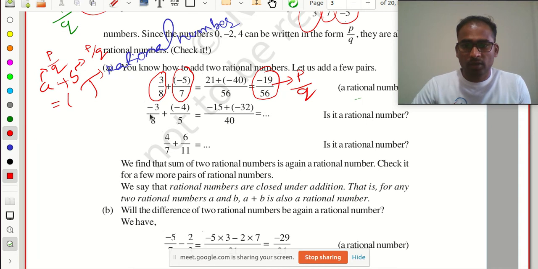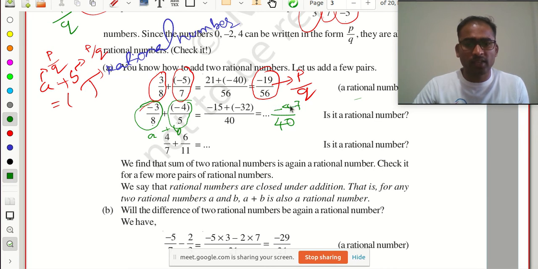Next, we will go with another example. Here minus 3 by 8 is one rational number and minus 4 by 5 is another rational number. Now I am adding these two rational numbers, A and B. If I add these two, so what am I getting? I will get here in the denominator 40, in the numerator I will get minus 47. So is this a rational number?